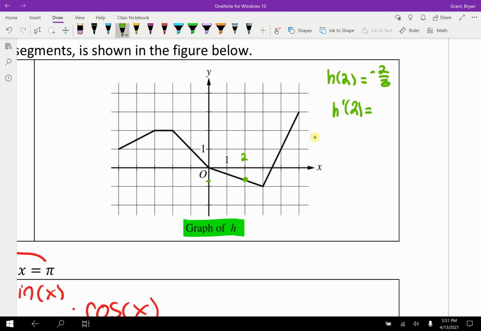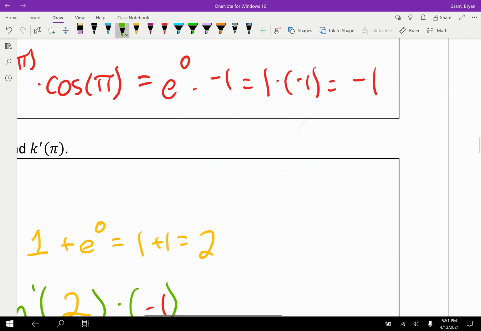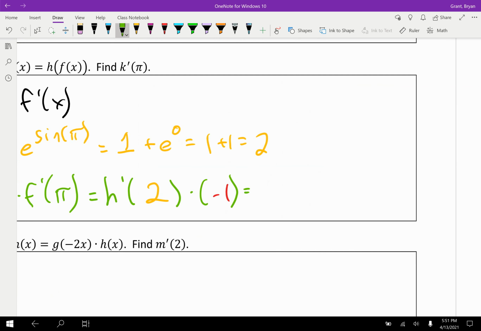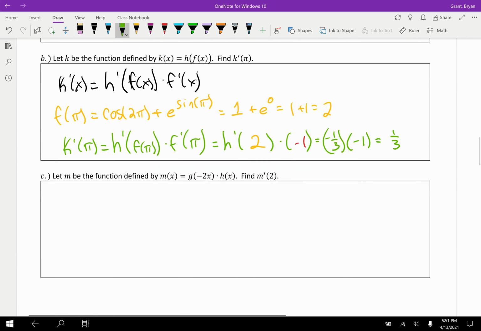h prime of 2, though, is just the slope of this line, and the nice part is a line has a constant slope. Any 2 points, if you can find the slope, is the same as the slope at any single point, and we already just said it's down 1 over 3, so the slope is negative 1/3. h prime of 2 is negative 1/3, so we have negative 1/3 times negative 1, which is positive 1/3.